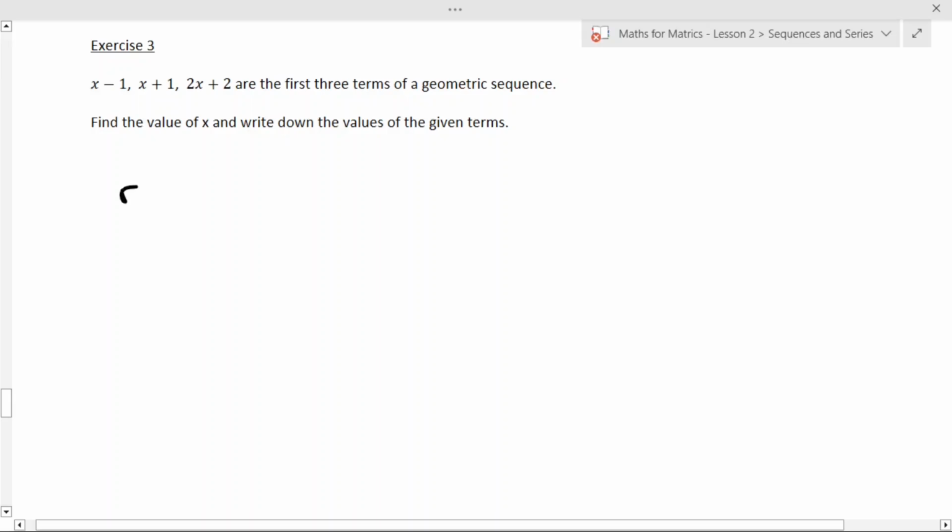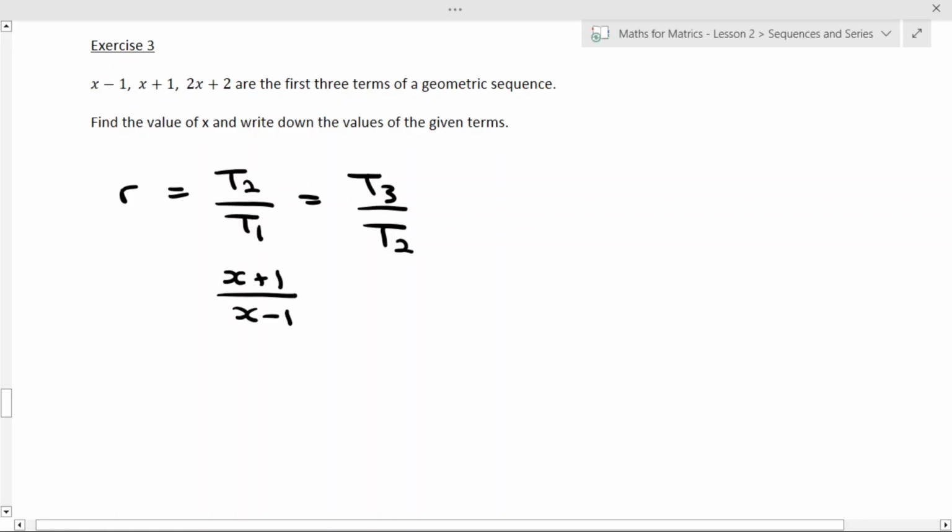The common ratio r is given by t2 divided by t1 is equal to t3 divided by t2. t2 is x plus 1, and t1 is x minus 1. Therefore we have x plus 1, divided by x minus 1 on the left-hand side of the equation. t3 is 2x plus 2, and t2 is x plus 1. Therefore we have 2x plus 2, divided by x plus 1 on the right-hand side of the equation. Now, let's cross-multiply.